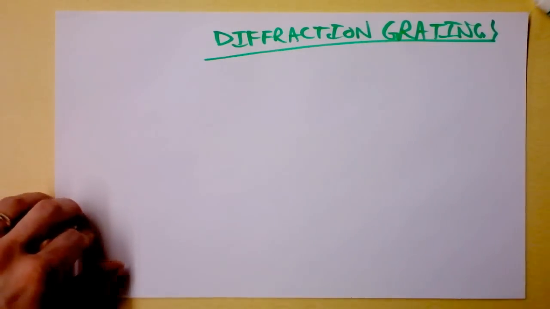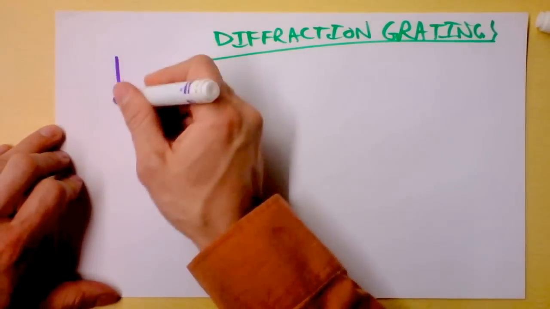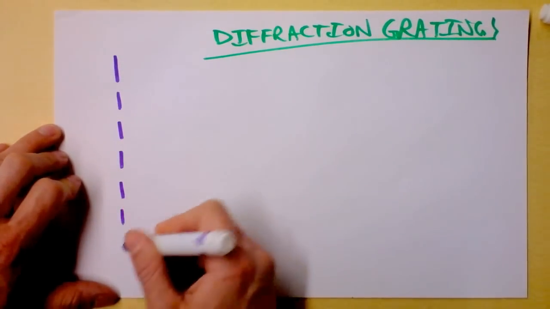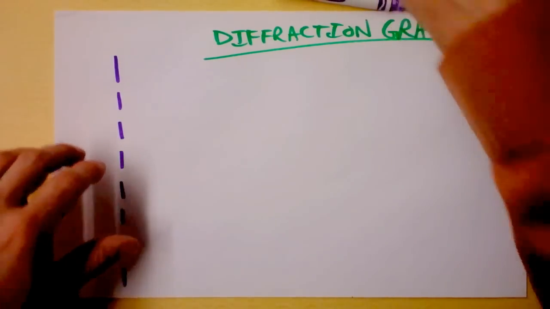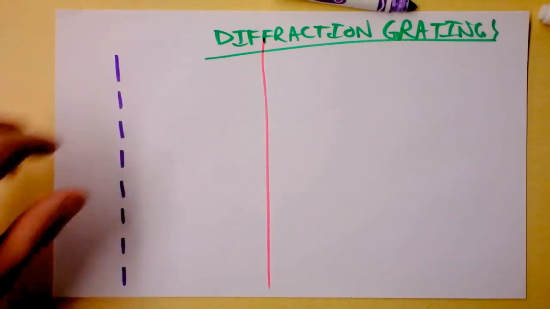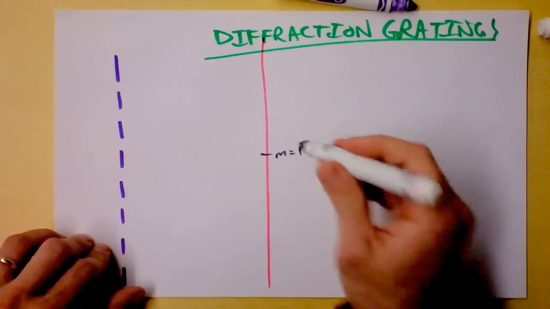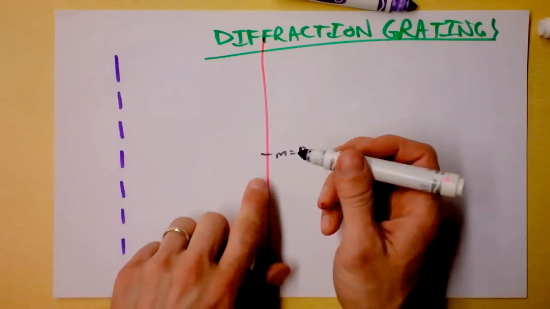I could get a diffraction grating, and it could be like, what did I do? Purple is my grating? Oh, okay, great. So I'm gonna have a whole bunch of different slits right here. And the result over here on my screen is absolutely fantastic. Now I've still got a peak at M equals 0 because they're all the same distance.